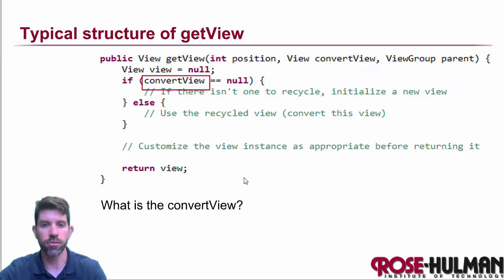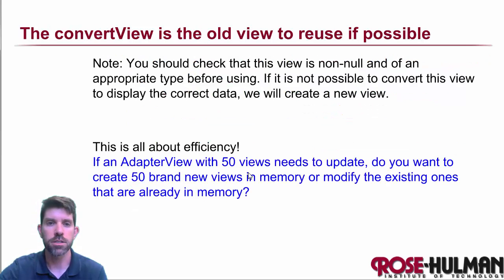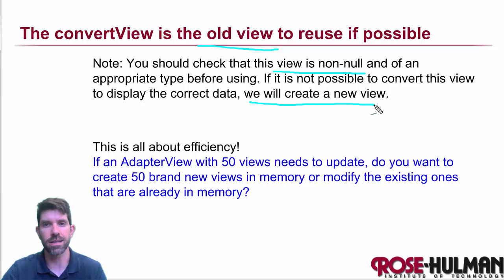So what's up with this convert view? What's going on? So let's do a little bit of reading here. So the convert view is simply just the old view, right? That we're going to try to reuse. And again, we're saying that we want to check to see if it's non-null. And if it is non-null, then we don't have to recreate it, right? So we only make it if necessary.